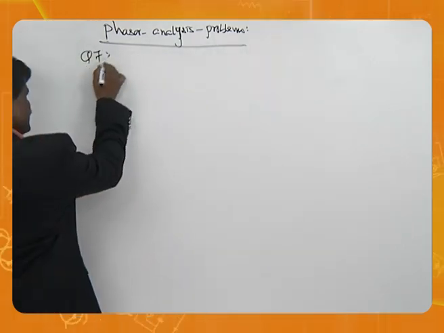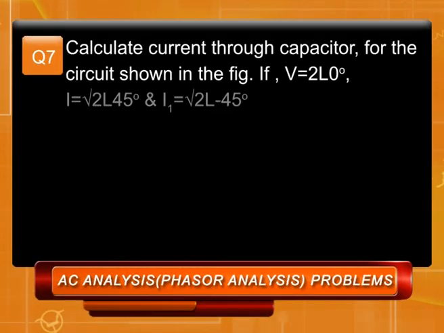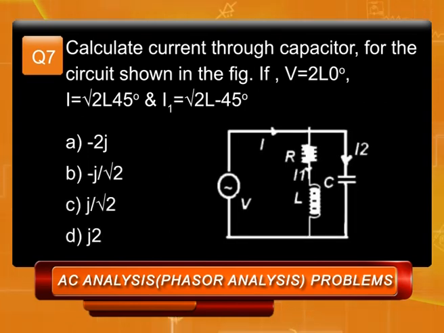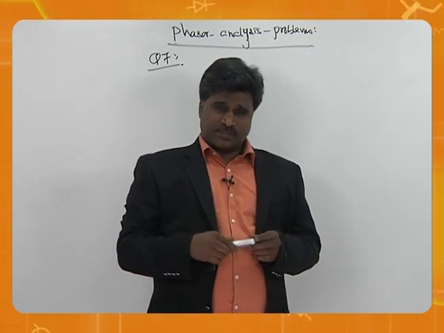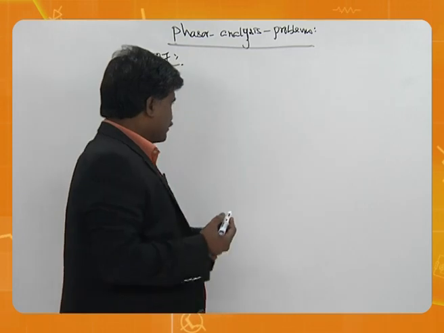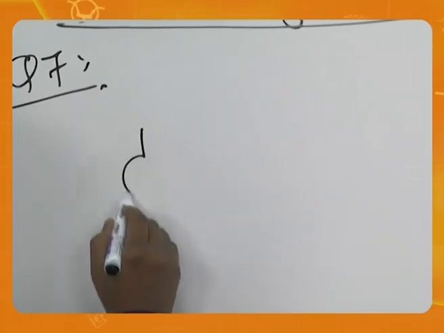Problem number 7. Calculate current through capacitor for the circuit shown in figure. Voltage is 2 angle 30, current is root 2 angle 45 and I1 is root 2 angle minus 45. So the only thing that we have to calculate is current through the capacitor. For that, options are given. That's given in GATE. So let me take the circuit here first.